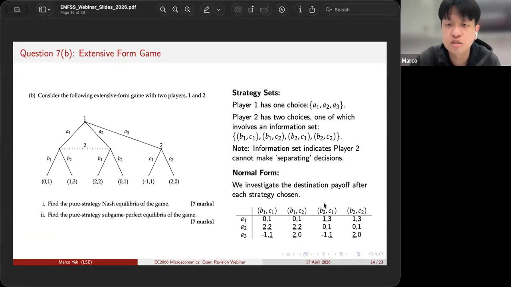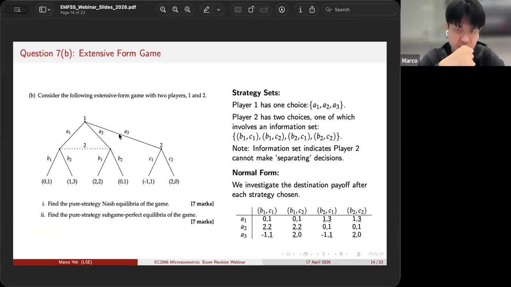I want to see the matrix form again. But you need to be very careful about the strategy. For player 1, it's very clear that there are 3 strategies: A1, A2, and A3. Fine. But for player 2, it looks a little bit strange. Player 2 actually has 2 choices.